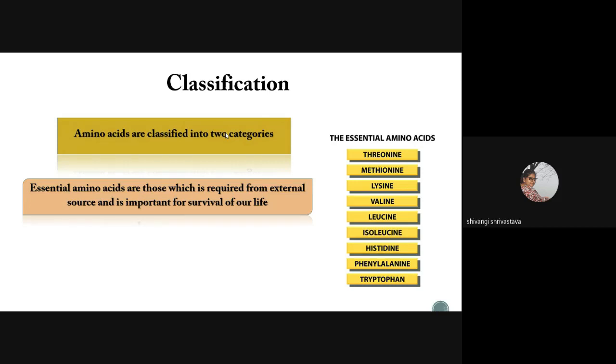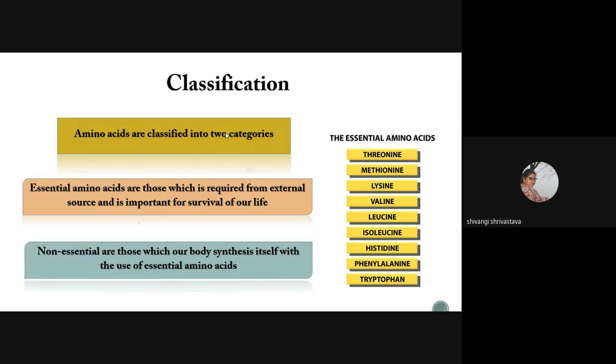But two amino acids that are present in adults but not in children come under semi-essential, because an adult body can synthesize them, but a child's body cannot synthesize them. So these are classified into three. So what is non-essential? Non-essential amino acids are those which our body itself synthesizes with the help of essential amino acids, or we can say that these amino acids which our body synthesizes are the secondary product of essential amino acids.